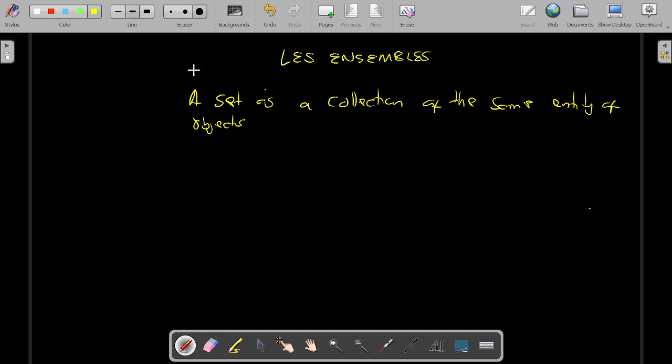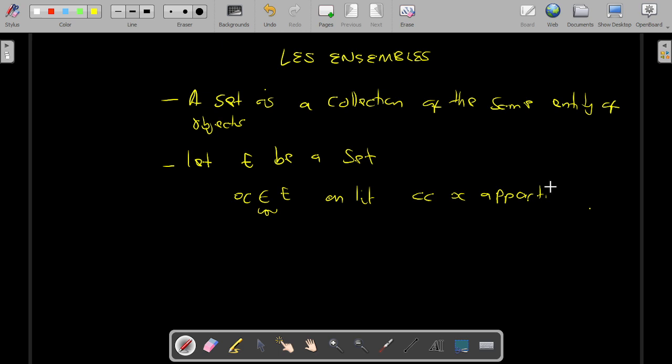So let's say we have a set, let E be a set. Whenever an element x is in the set E, we use this symbol to mean that x is an element of the set E. This is going to be read as x appartient à E. Meaning x is going to be an element of the set E.